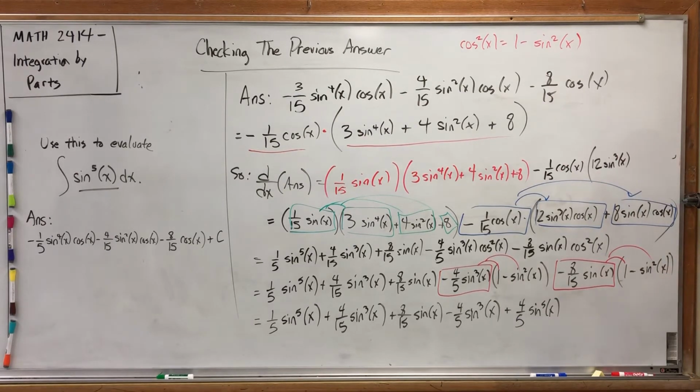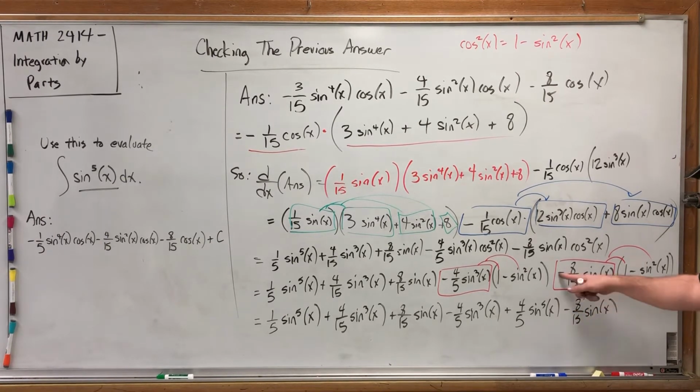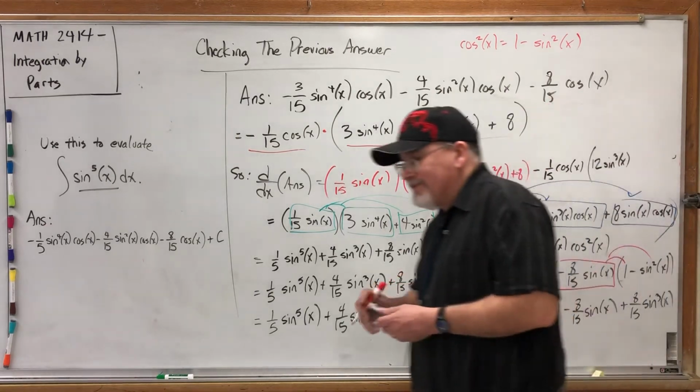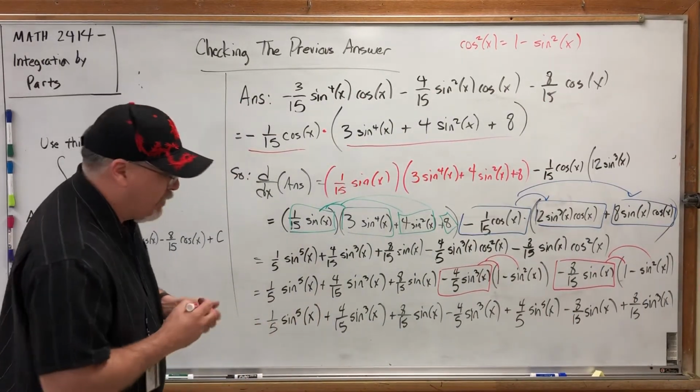And then distribute over here, we get negative 8/15 sine x times 1, that's easy. Negative 8/15 sine x. And then negative times negative is positive, and then 8/15 sine x times sine squared x is sine cubed x. All right, we should be pretty much there. In case you didn't look it up, penultimate means next to last, because ultimate means last or final.